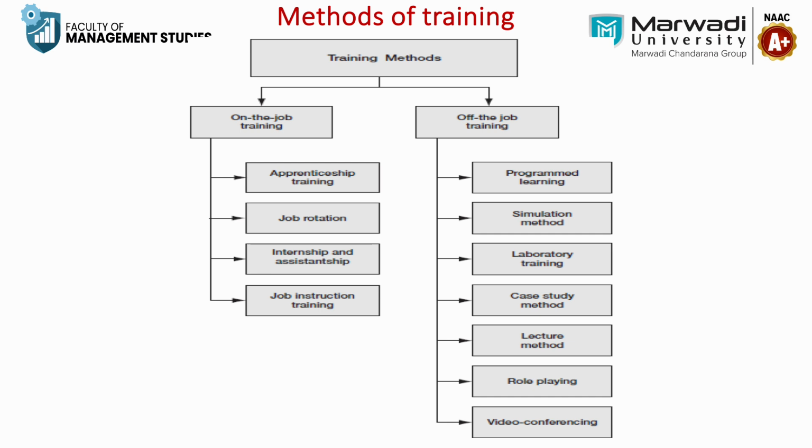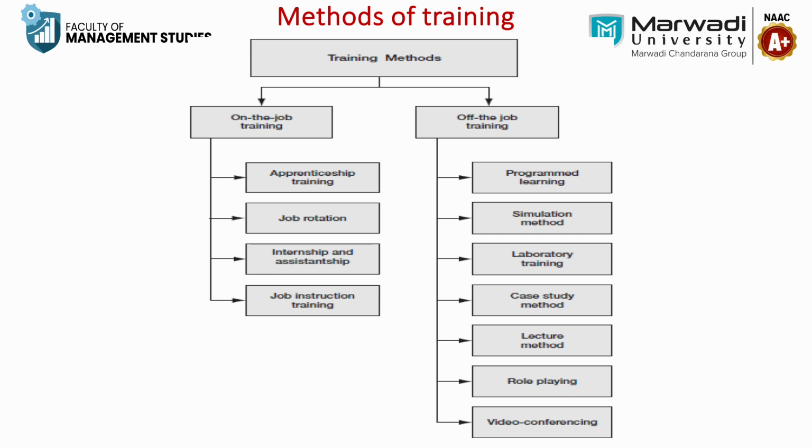Now we move ahead, we will also understand why it is important and what the benefits of on the job training are. But let's first read what the on the job training methods and the off the job training methods are. On the job training methods: the first one is apprenticeship training, the second one is job rotation, the third one is internship and assistantship, and the fourth one is job instruction training.